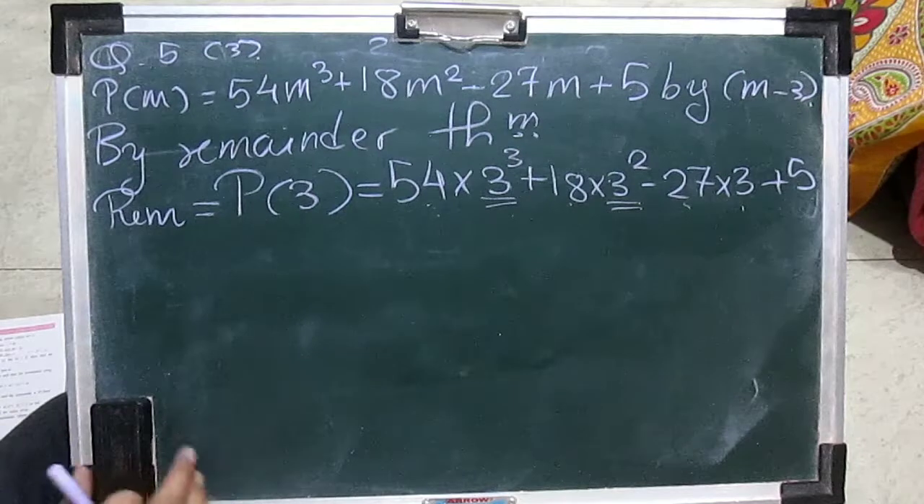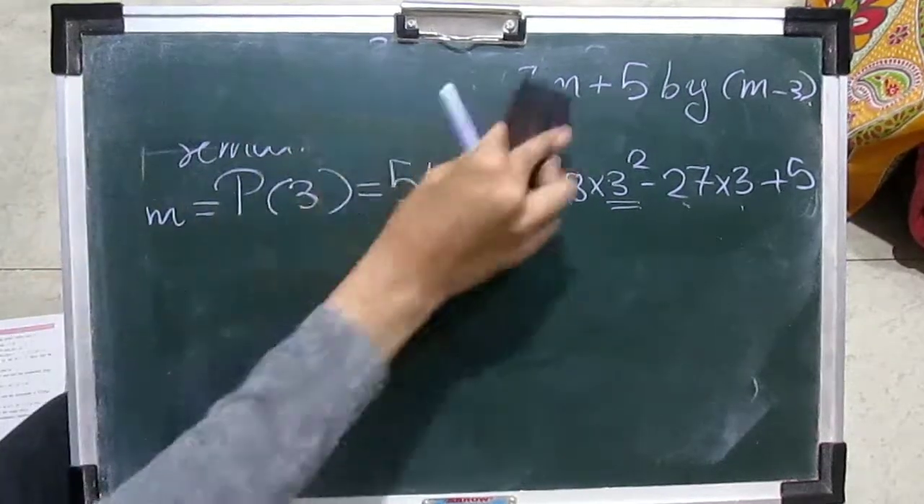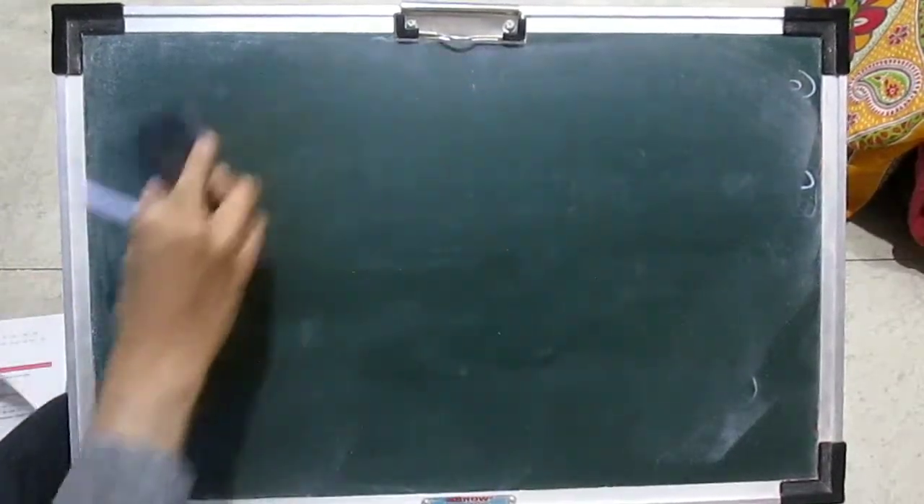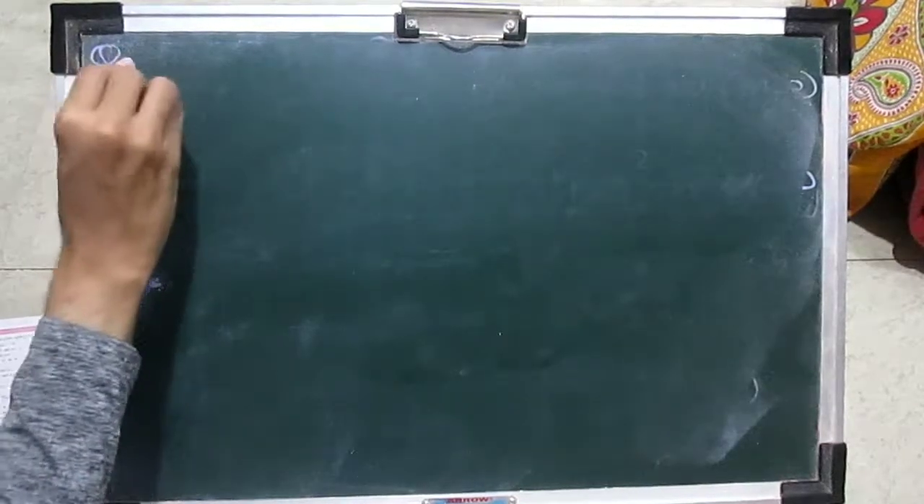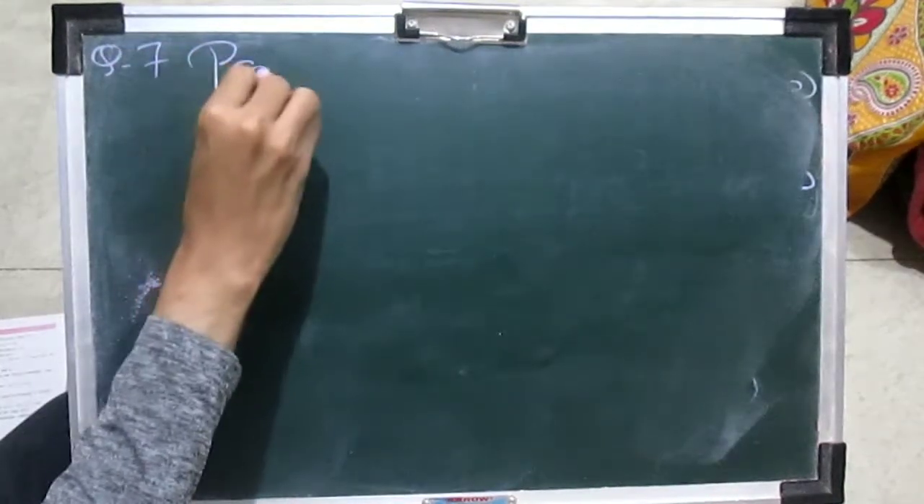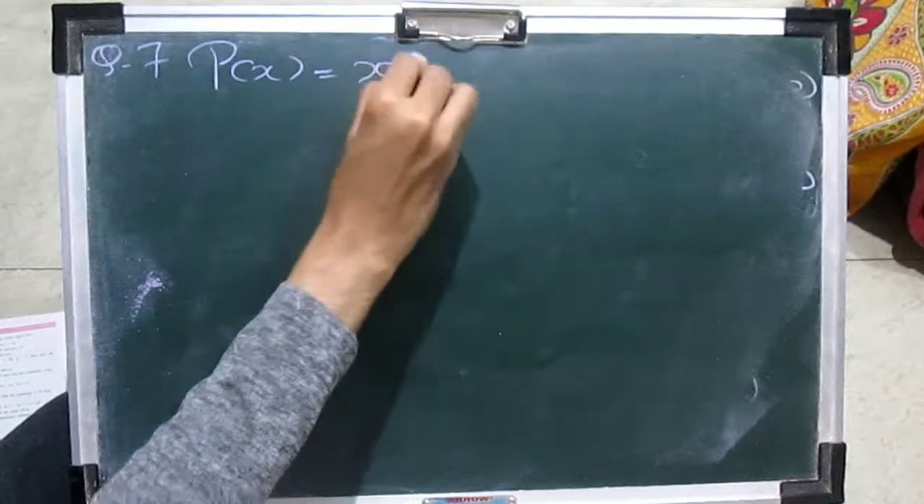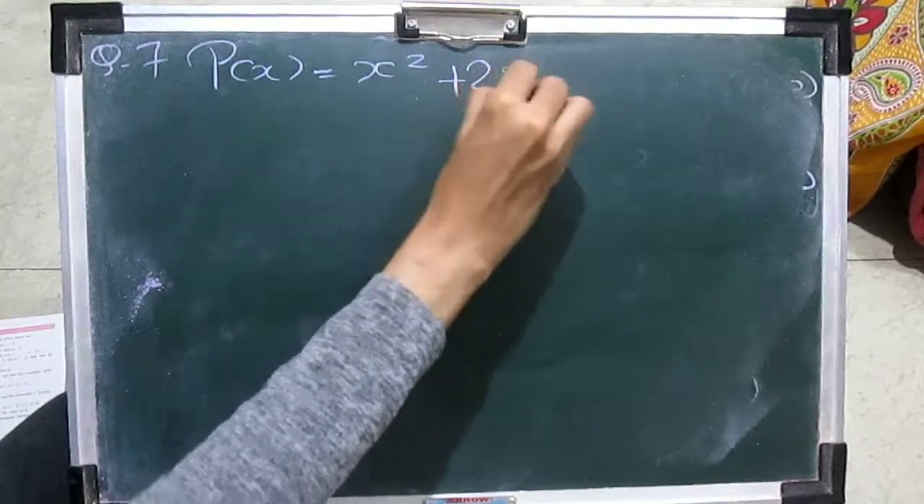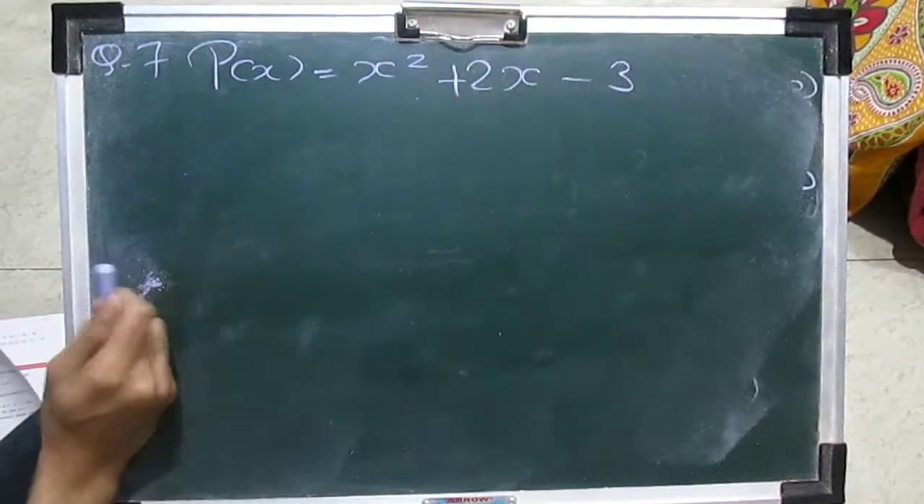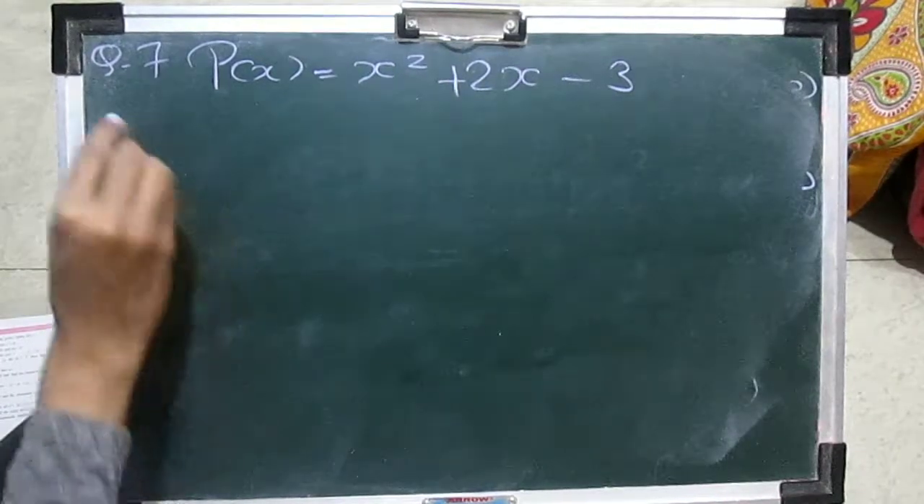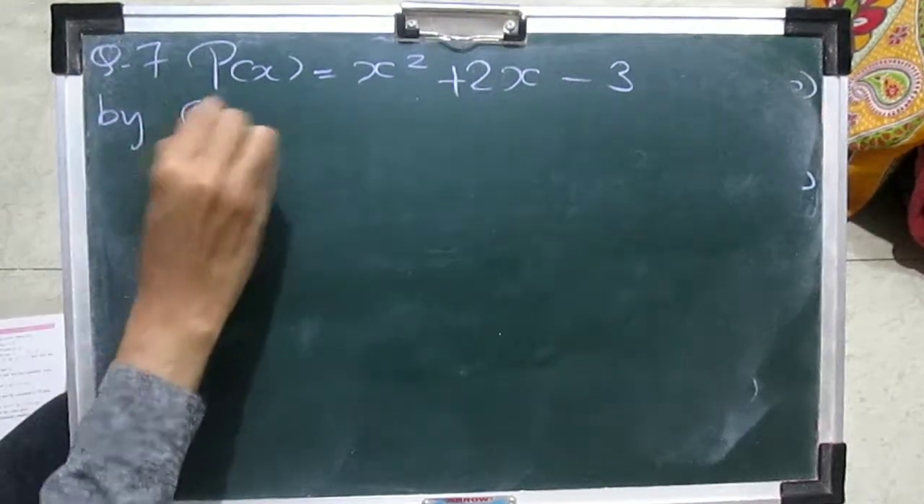Let's do question number 7. How could we write question number 7? In question number 7, they are telling us to use the factor theorem to determine whether x plus 3 is a factor of the given polynomial or not. Suppose in question number 7, my p of x is x square plus 2x minus 3. And our polynomial is divided by x plus 3.